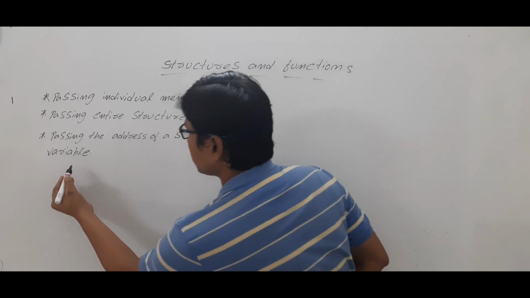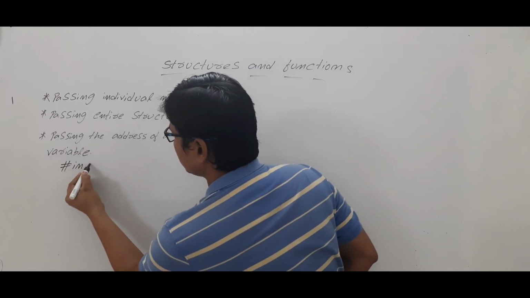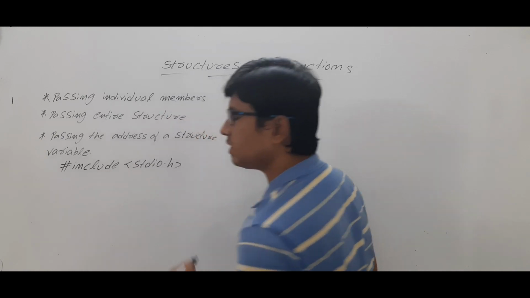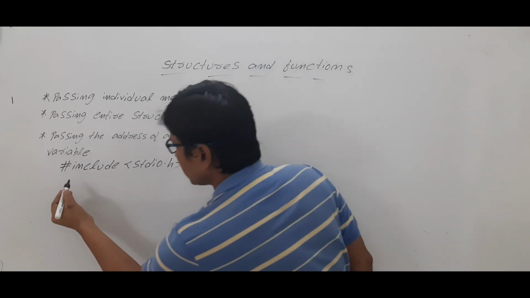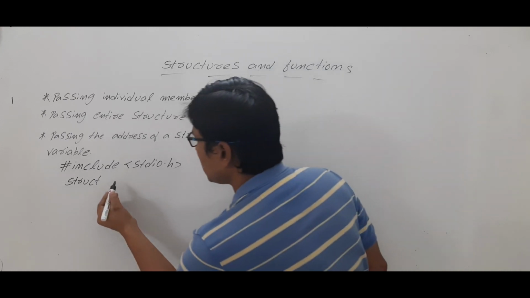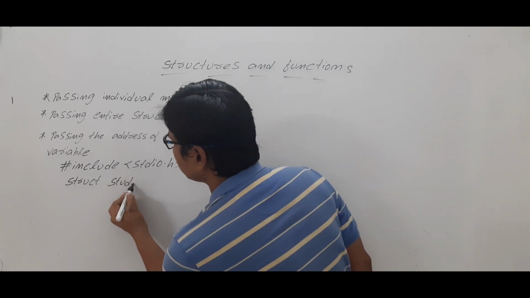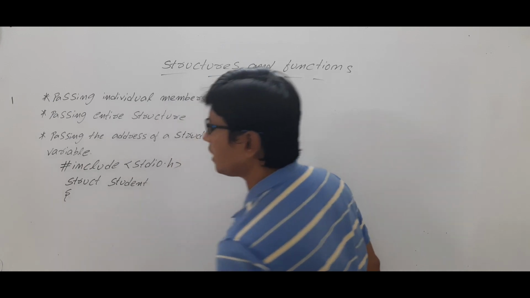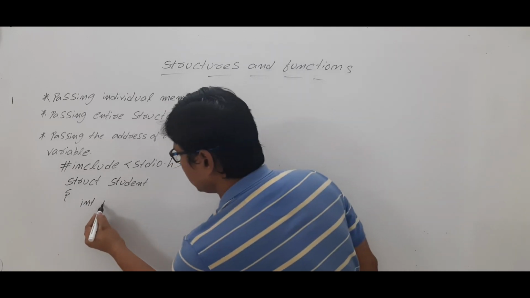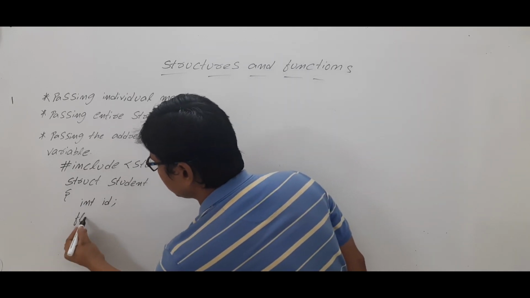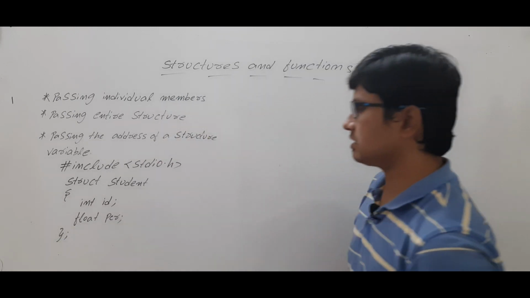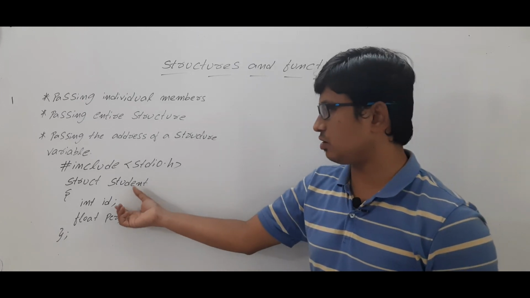So let me write the program here. I'm starting with #include <stdio.h> and I'm defining a structure called student globally. To define a structure, we need to use the keyword struct and the name of the structure. Now I'm writing the name of the structure as student and I need to define the members and their data types. I'm writing int id and then float percentage. Then close the curly braces and end with a semicolon. So this is the definition of a structure called student.